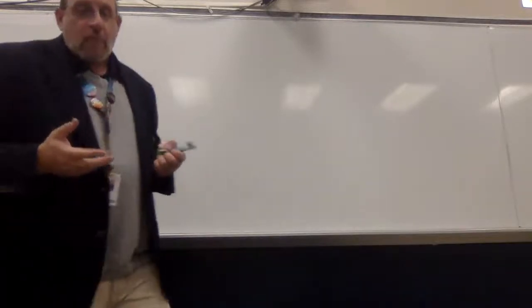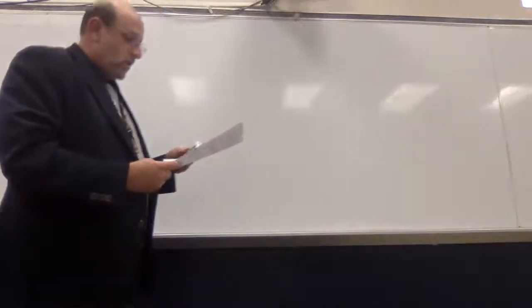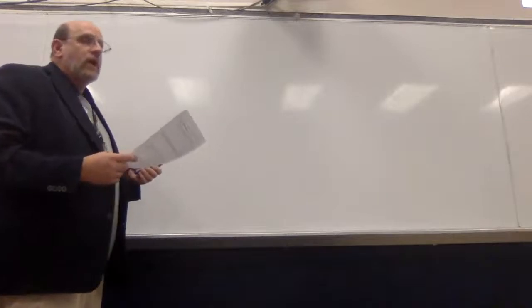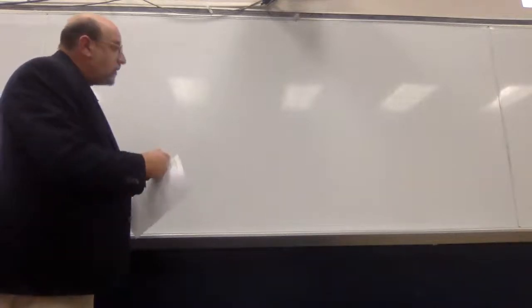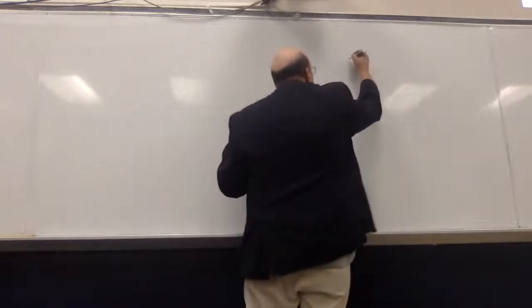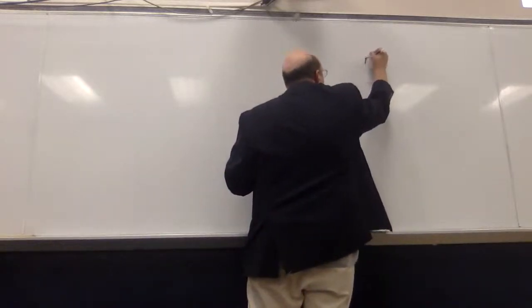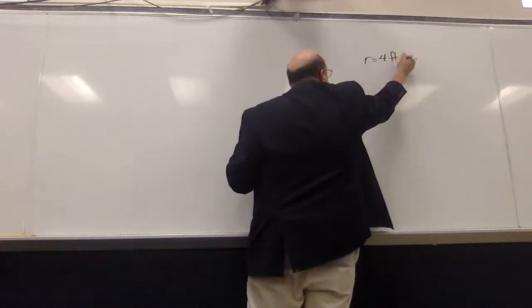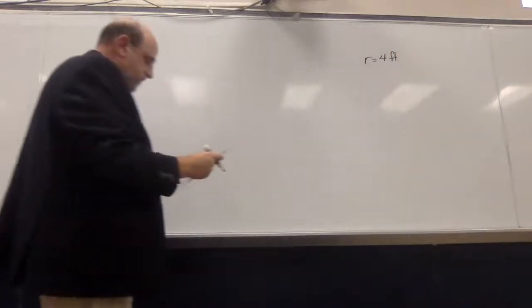All right, so our problem is this. It says an oil company is drilling a well. The drill creates a cylindrical well with a radius of 4 feet. So I'm going to write that down first. The radius is 4 feet. That's the first piece of information they give me.